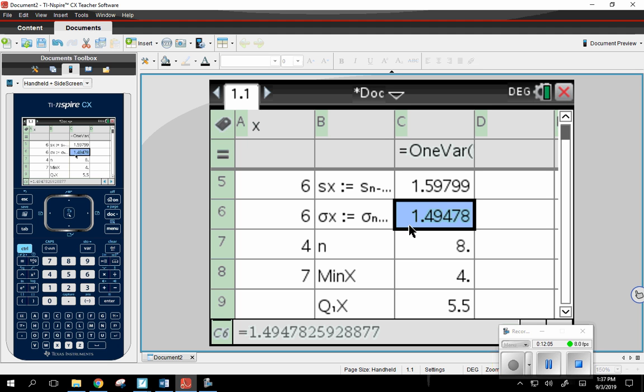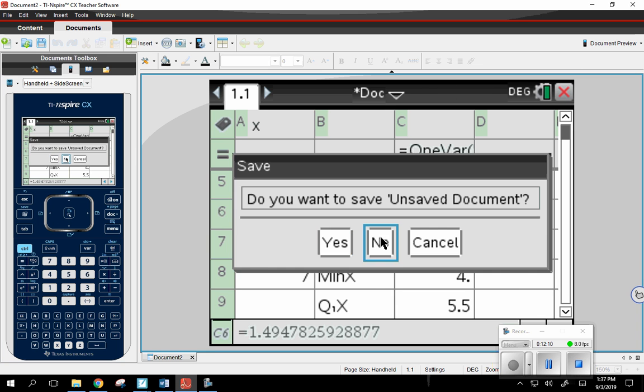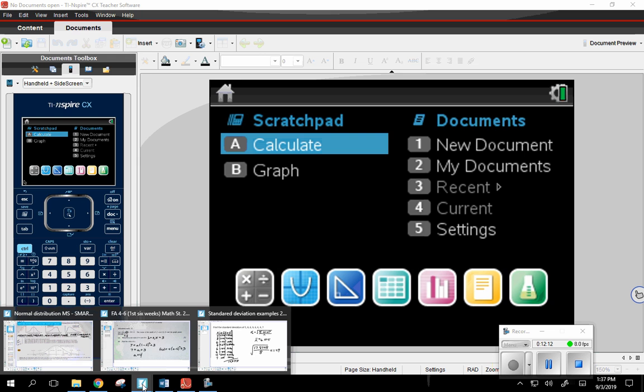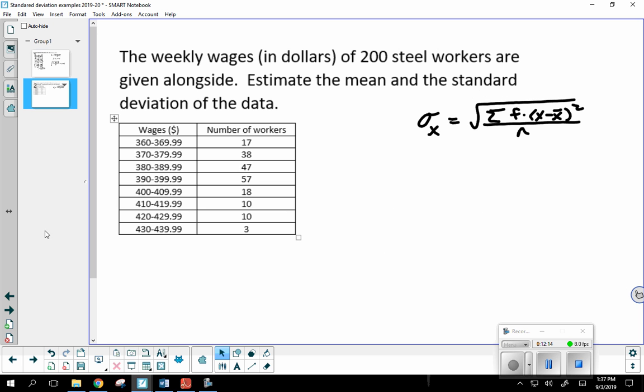Okay. Now that's fine if you have a set of data. Let me go ahead and give you a frequency table now. The weekly wages in dollars of 200 steelworkers are given alongside. Estimate the mean and the standard deviation of the data. So this is not only a frequency table, but the data has been grouped into class intervals. This one we are definitely not going to worry about doing by hand because that would take quite a bit of time. So what do I do if I want to plug this in the calculator?